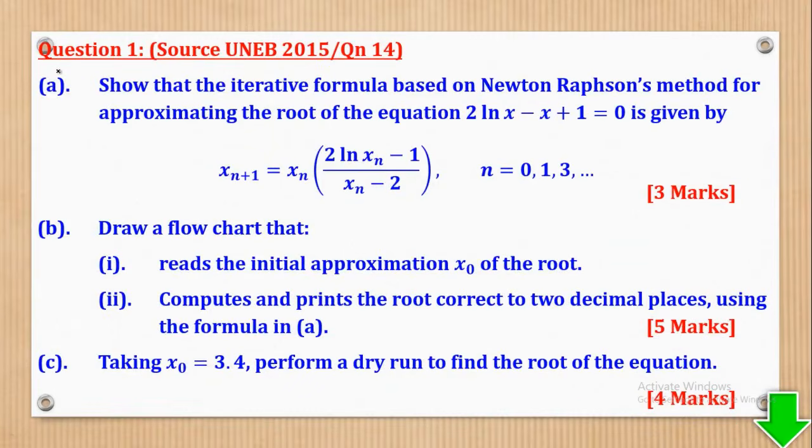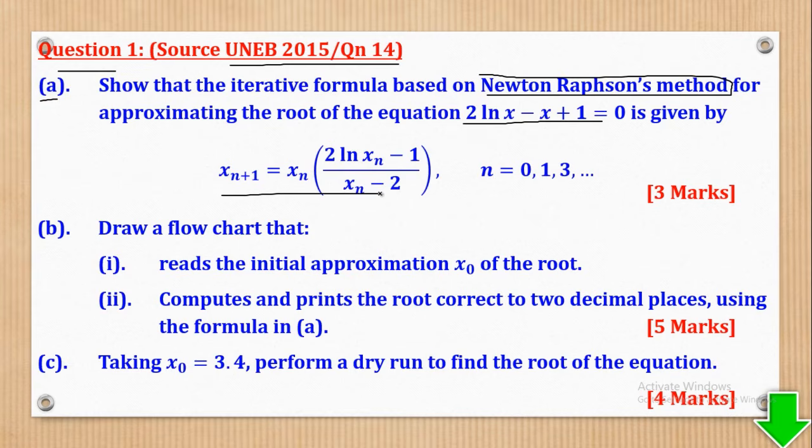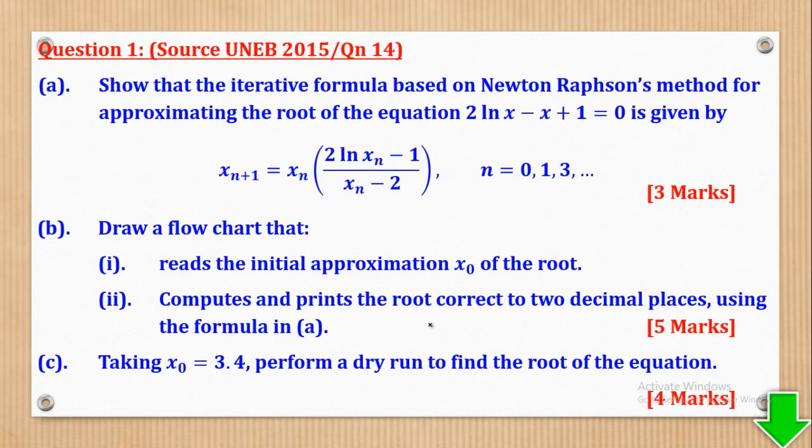So now we shall start with question 1, which came from UNEB 2015, paper 2, question 14, and says part A, show that the iterative formula based on Newton-Raphson's method for approximating the root of the equation is given by this expression, where n starts from 0, 1, 2. So this is supposed to be 2, not 3, and so on. Let's start with part A.